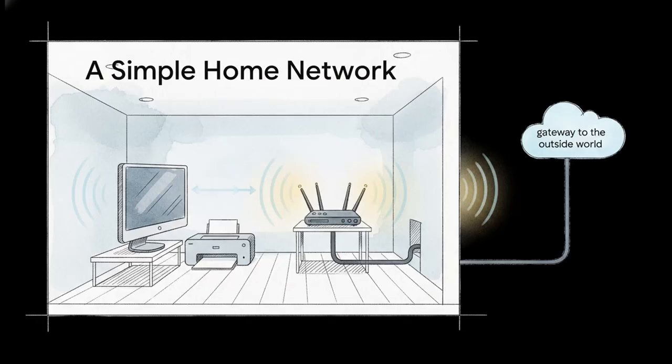Here's what that basic setup looks like, right? You've got your computer and your printer. Then there's the wireless router, which is kind of like the traffic cop, telling all the data where it needs to go. And of course, you've got that cable coming out of the wall. That's your connection, your gateway to the whole wide world. It looks simple, but it's incredibly powerful.